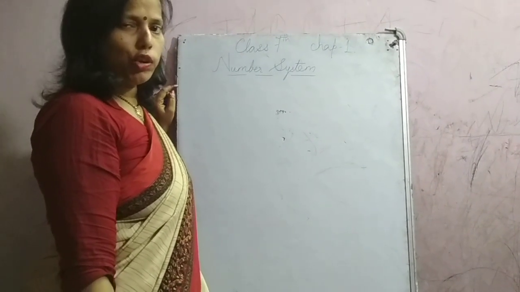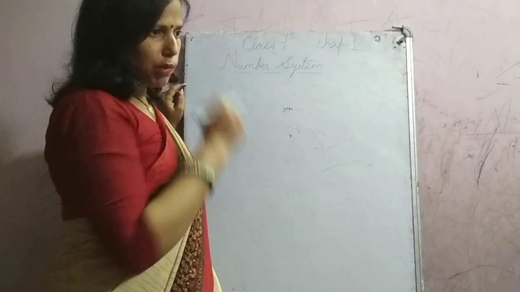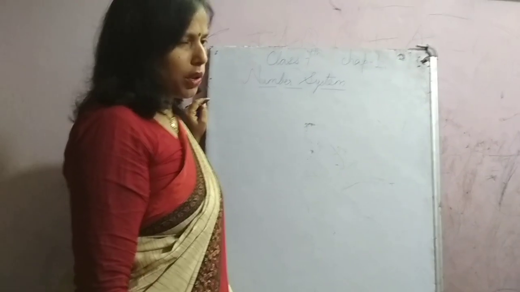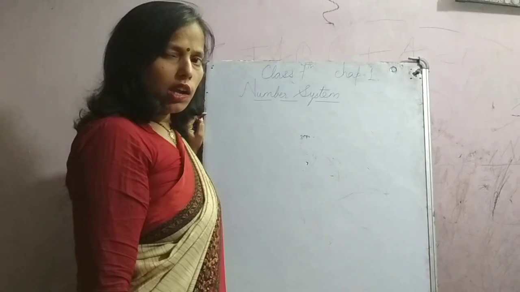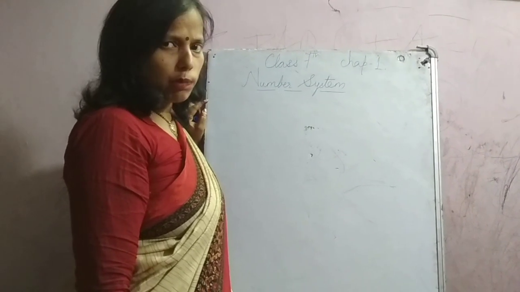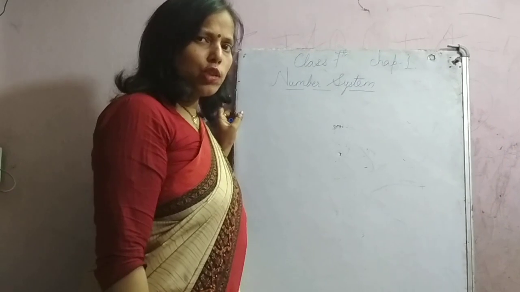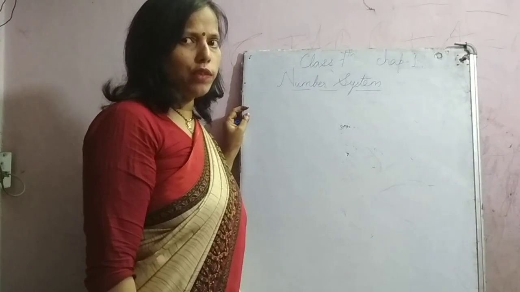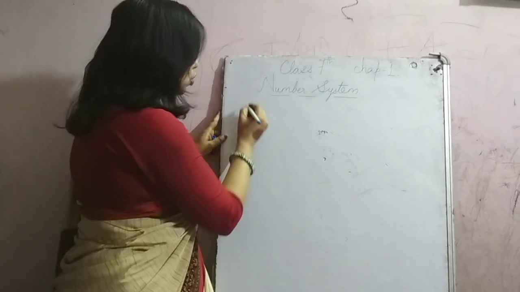Once again, your computer teacher is back with your first chapter, that is number system. In the previous class, I have already explained about types of number system and how to convert a binary number into a decimal number. Now, in this session, I am going to explain how to convert a decimal number into a binary number. So let's see how to convert decimal number into binary number.